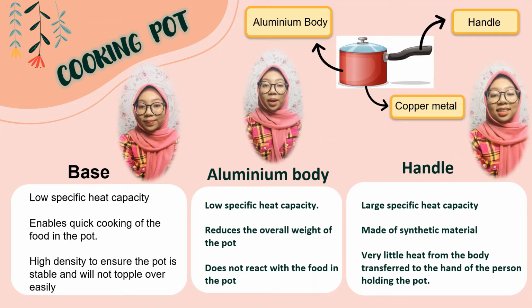Usually, the body is made of aluminium. It has low specific heat capacity, so the aluminium body becomes hot quickly. Besides, it is low density and it does not react with the food in the pot.